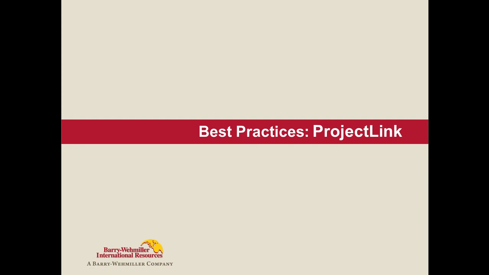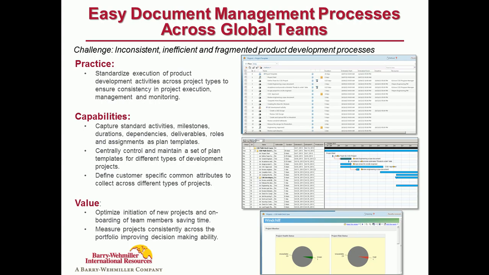The next best practice that we discuss is related to Project Link, and how you would use it within your global teams. When we are working with global teams, we want to be able to standardize execution of product development activities across the project types, and we want consistency in project execution, management, and monitoring.